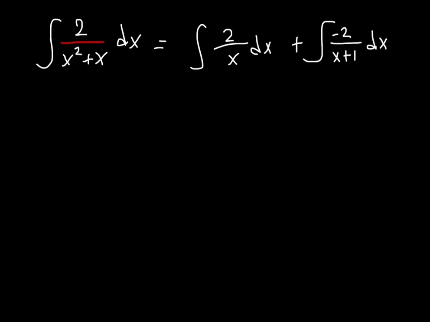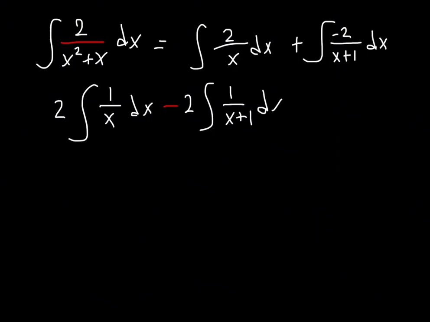Now that we have made them into smaller fractions, we can just integrate them. But before we do that, I'm just going to make them simpler using the property of integrals. So this 2 over x, I can just bring the 2 over at the front. So it's going to be 2 times integral of 1 over x dx minus, because I can just bring the negative 2 over at the front, so minus 2 times integral of 1 over x plus 1 dx.